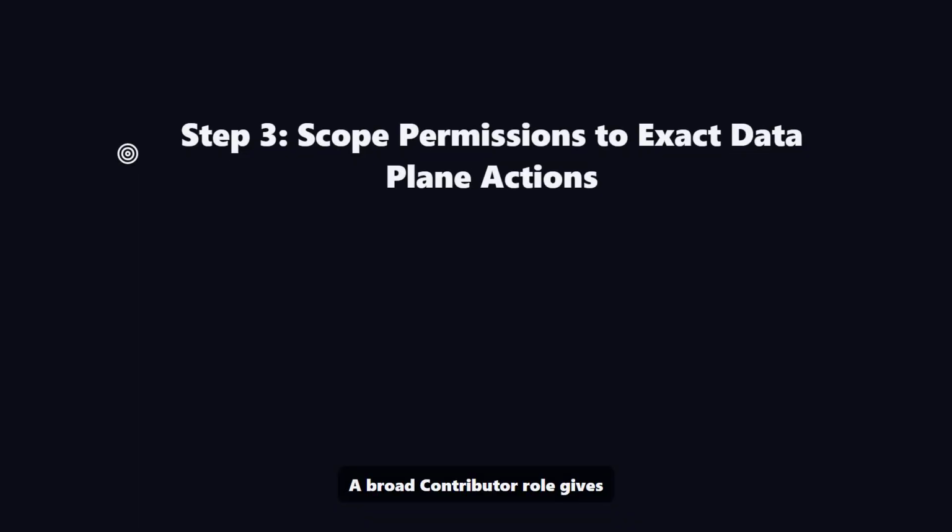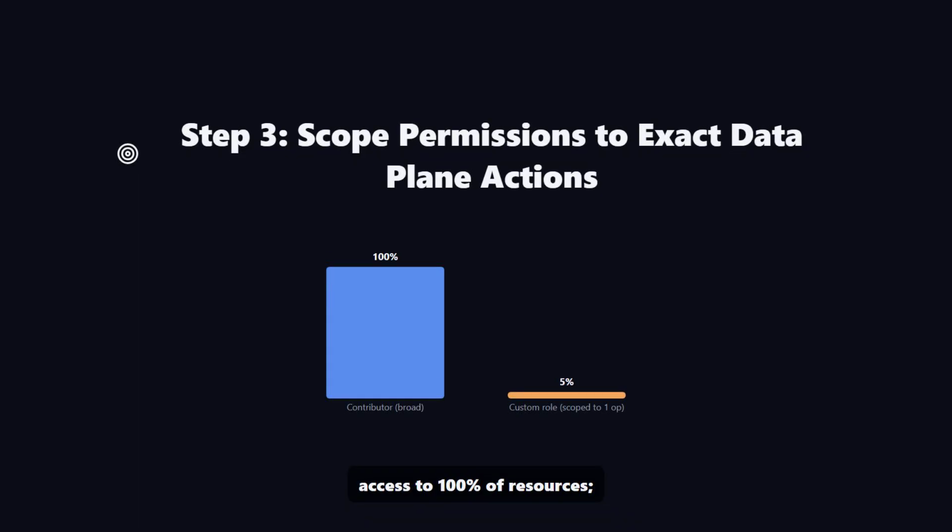A broad contributor role gives access to 100% of resources. A custom role scoped to a single blob container and one operation slashes that to a tiny fraction. That's the blast radius reduction you get by defining exactly what the agent can touch. Create that custom RBAC role now, as a role definition create, with only the exact data plane operation.